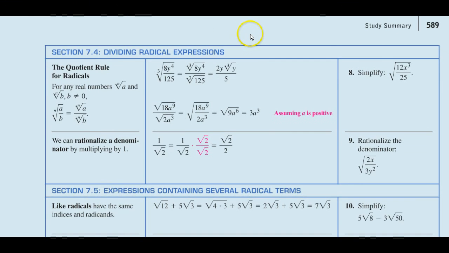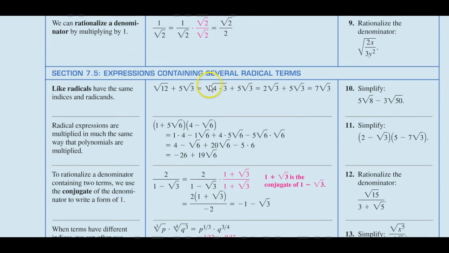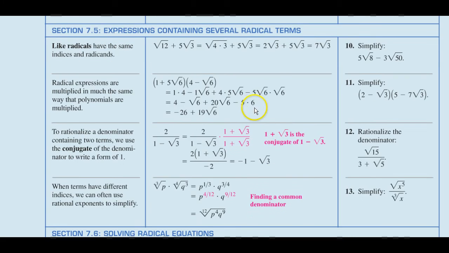In section 4, division, again, most of the rules apply. We can always separate them into two parts or put them, if they're in two parts, under a common radical sign and simplify. Now, we skip this, but it's still knowledge that, in a sense, you should be familiar with.